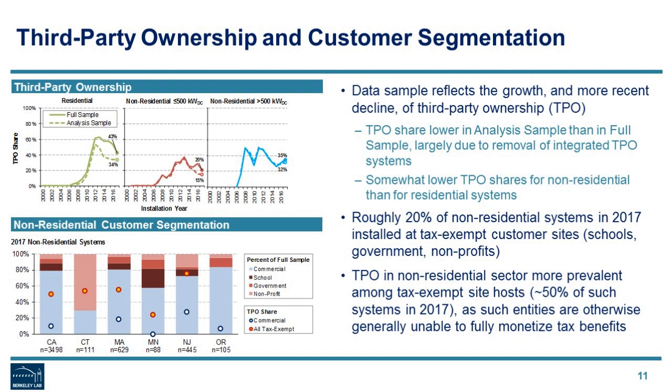So these are schools, government facilities, nonprofit entities like churches. And not surprisingly, third-party ownership is also more common for those entities than for for-profit commercial site hosts. The reason there is just that tax-exempt entities generally aren't able to directly monetize the various tax benefits for distributed solar, and so they rely on third parties to capture those benefits and potentially pass some of those along.